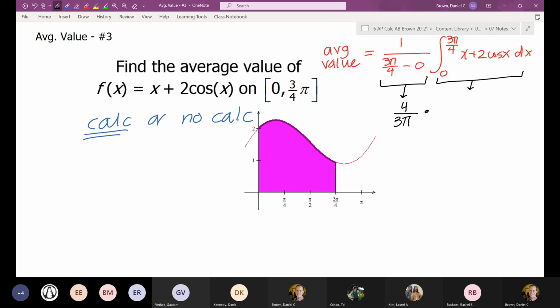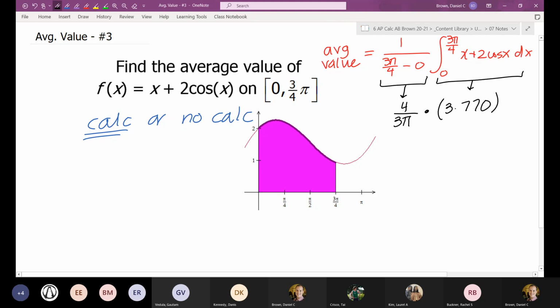And so that integral, you very well could have done that integral by hand. Like the antiderivative of x is 1/2 x squared. You can definitely do the integral of 2 cosine of x. In the calculator, you get 3.770 rounded to 3 places.